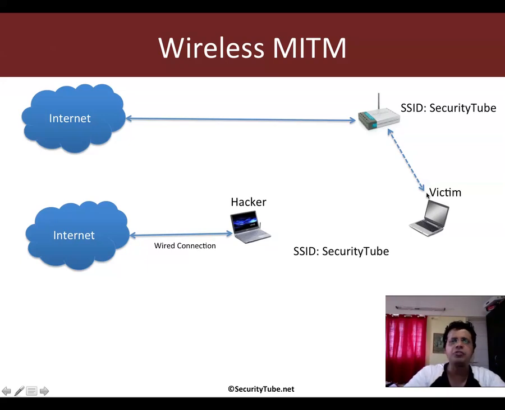Now for the sake of simplicity, let's assume for the time being that the access point SecurityTube is open authentication and no encryption. We'll come to what can be done when encryption such as WEP, WPA, etc. has been applied in later videos.